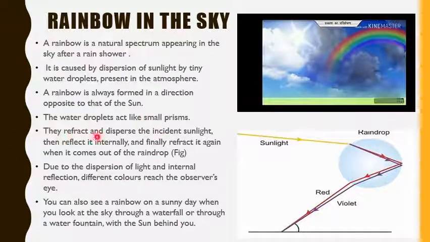So these 2-3 points are important. That the water droplet acts as a small prism, then it disperses the light, and then there is internal reflection of light inside the drop. Okay, so how is a rainbow formed can be one of the questions. It will generally come for 1 mark or 2 marks, give reason.